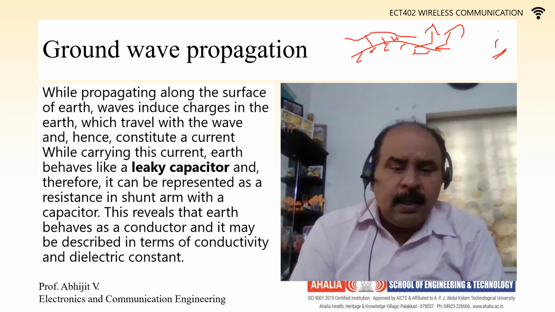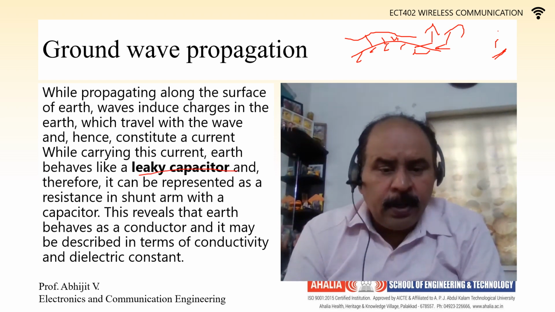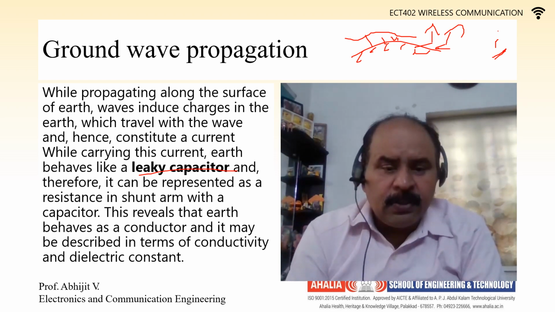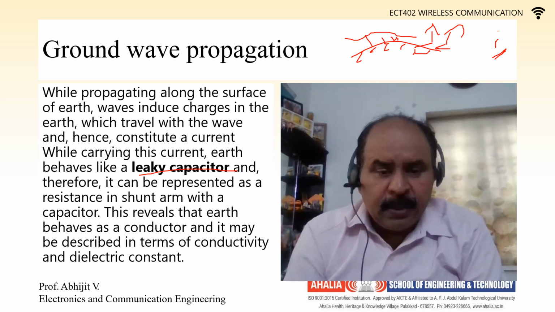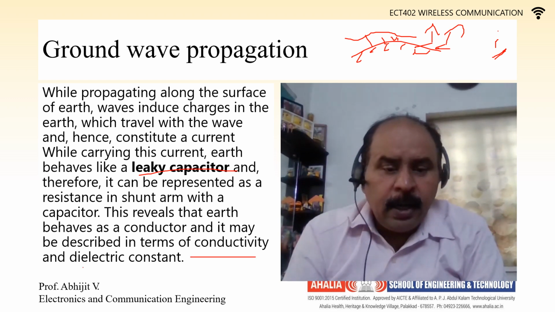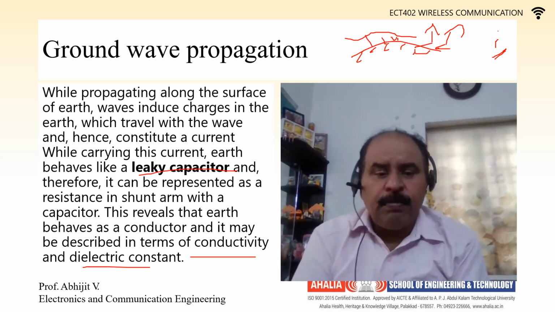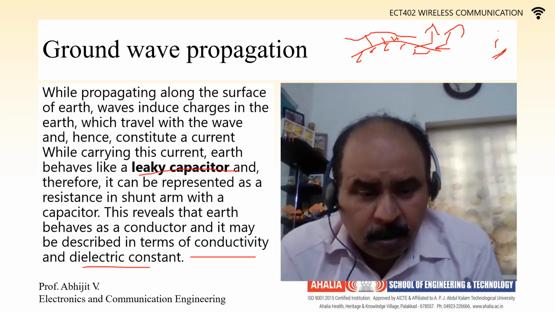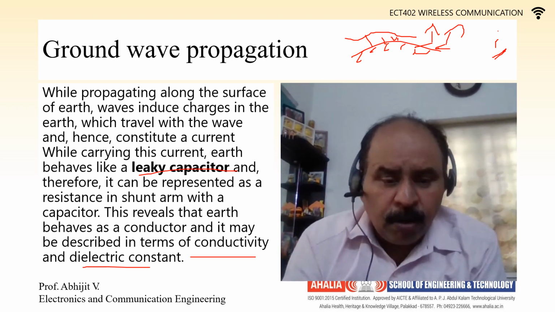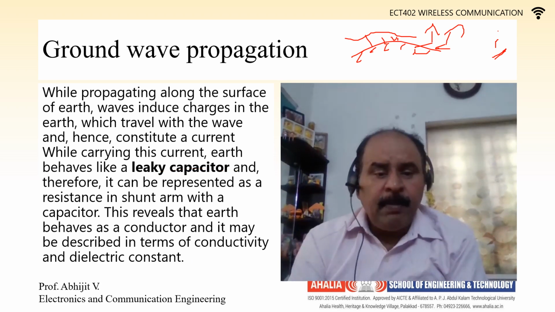While carrying this current, the earth behaves like a leaky capacitor, and therefore it can be represented as a resistance in the shunt arm with a capacitor. This reveals that the earth behaves as a conductor, and it may be described in terms of conductivity and dielectric constant. There is a derivation for the relationship between the conductivity and the dielectric constant, but we will not be covering it because it is not in the scope of our study and is beyond the syllabus. But you can make a note of this.